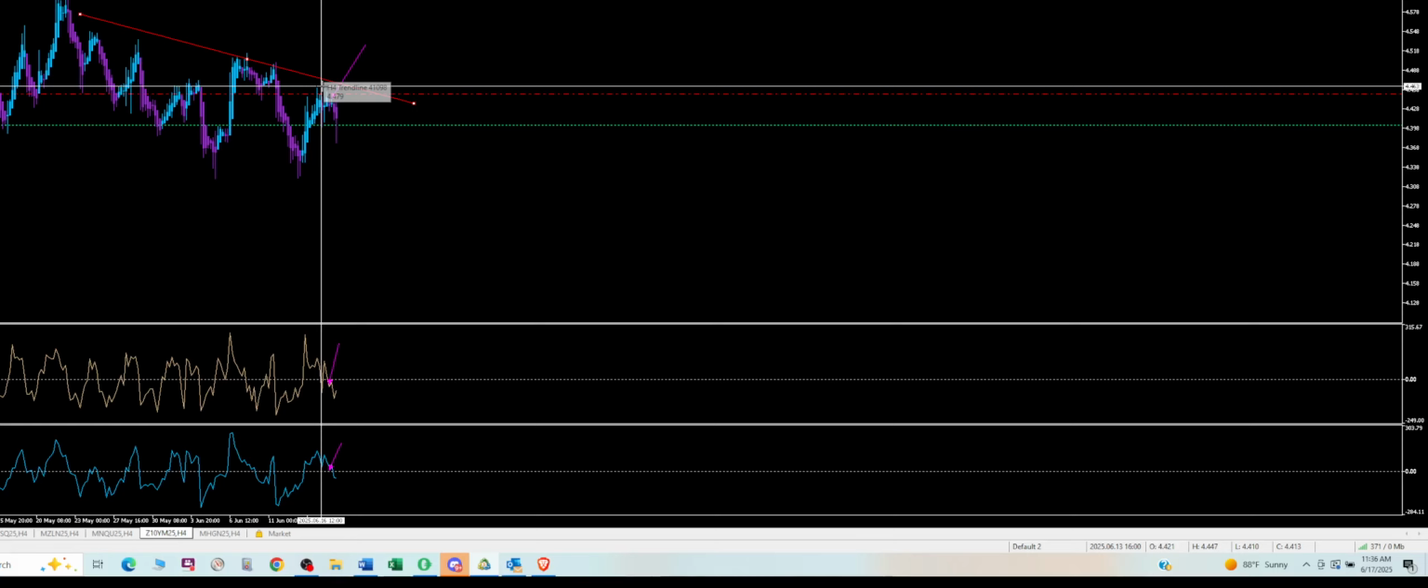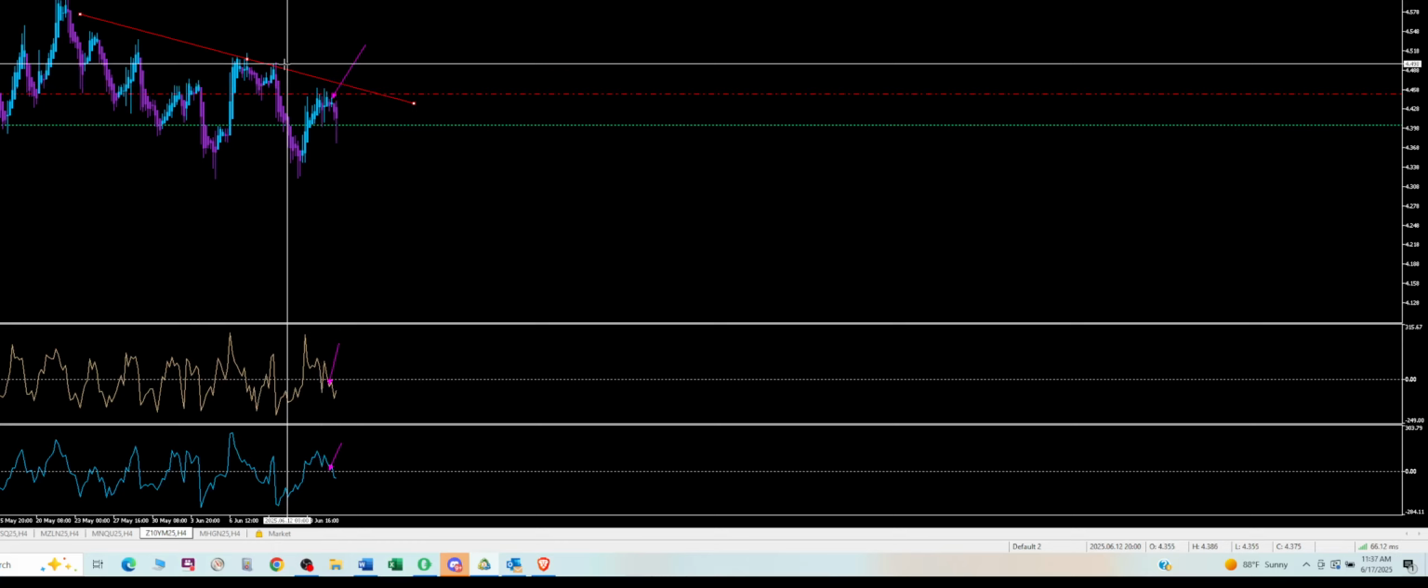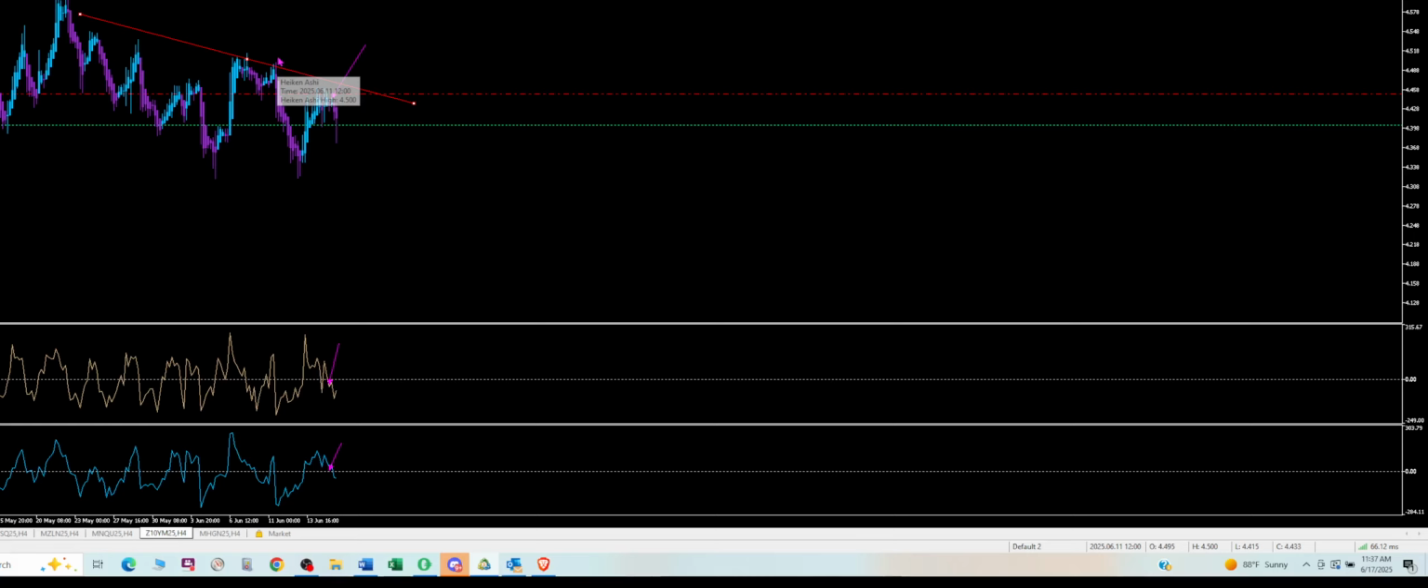Just the fact that it came up here, it looks like really clean structure. But if you wanted to be more conservative, you can wait for it to take out the actual previous swing, which would have been basically this right here or this. Either one of these would be okay. All right, so I'm in that short. We'll see what happens with that.